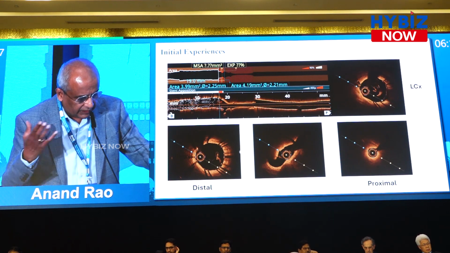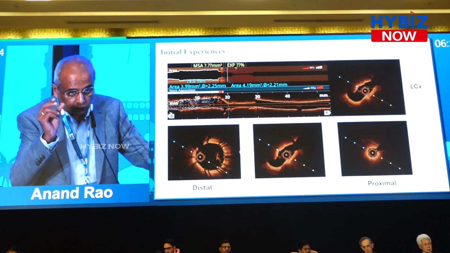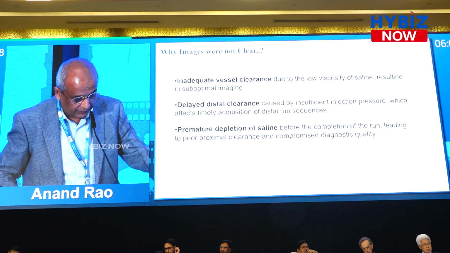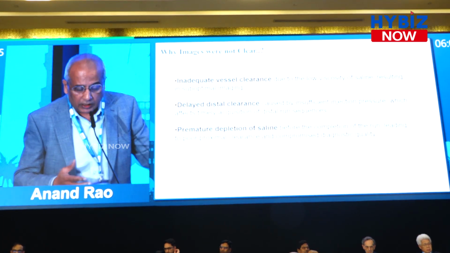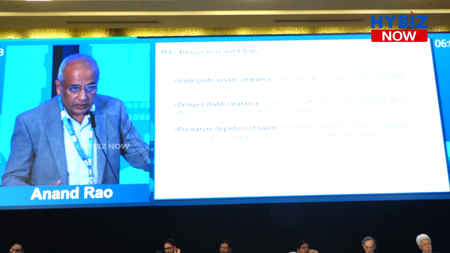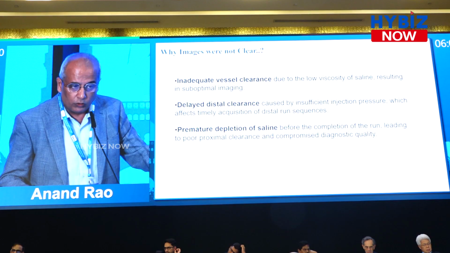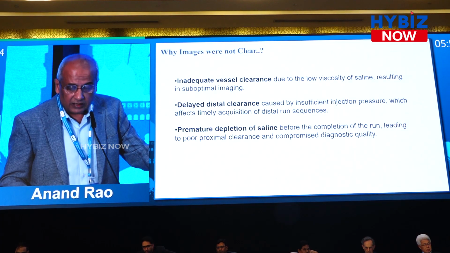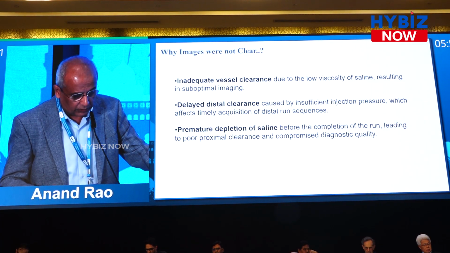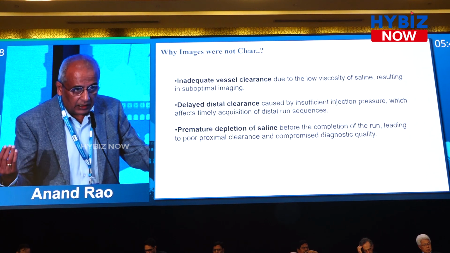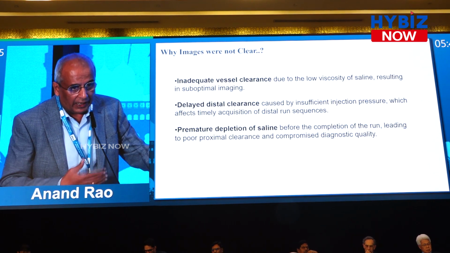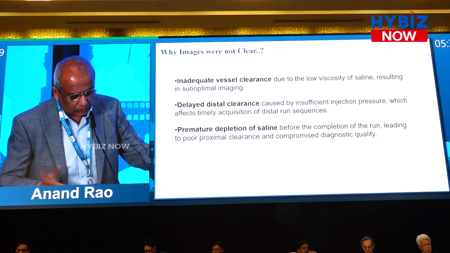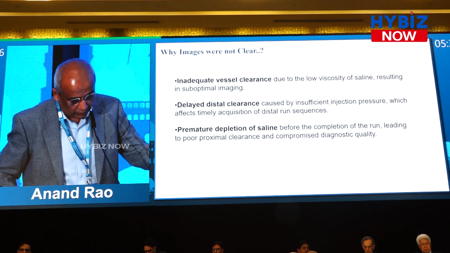What we started doing initially was taking multiple runs, even after stenting. We used to do short runs, and combining all of them to find out was very, very difficult. So why were images not clear? Foremost, inadequate vessel clearance due to the low viscosity of the saline. Second, delayed distal clearance and insufficient injection pressure. These were the two things we thought were important. And as the lens comes proximally, your saline is depleted. So if you're doing a long run, your proximal vessel is not seen, and you end up doing another run.